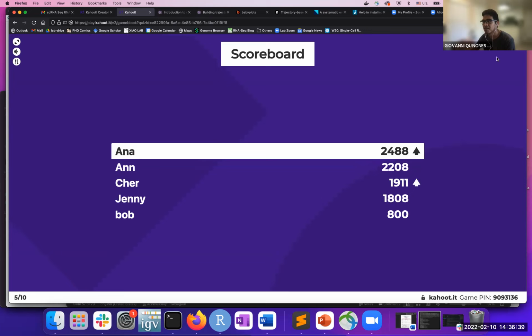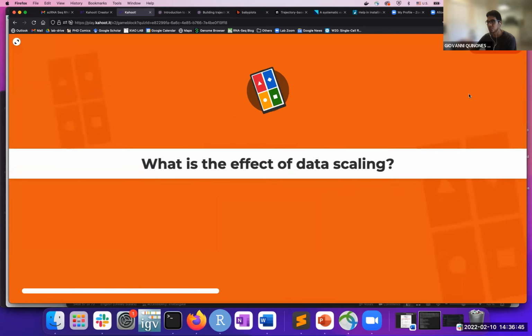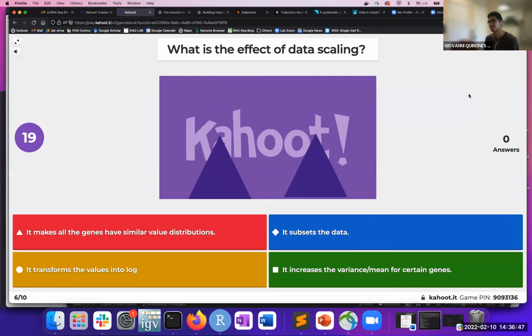Okay, now we have another top scorer, Anna. Question number 6, what is the effect of data scaling? Data scaling, if you remember, is our second type of transformation that we perform on our data set right before PCA.